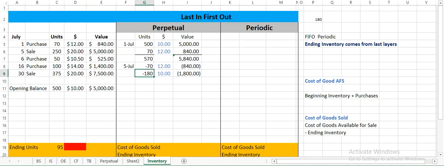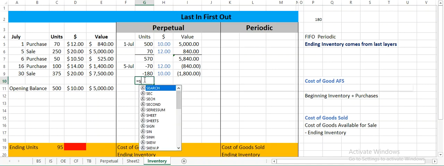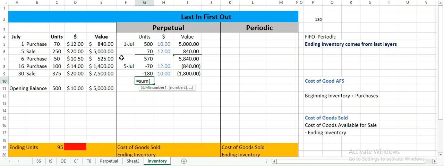And so what we can do here is add everything up to get our remaining balance. So our remaining balance after the sale is, we have 320 left at $3,200.